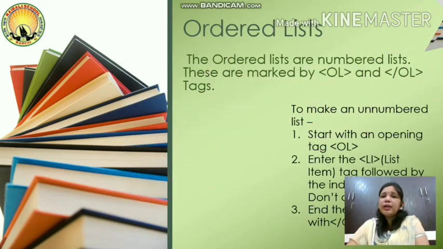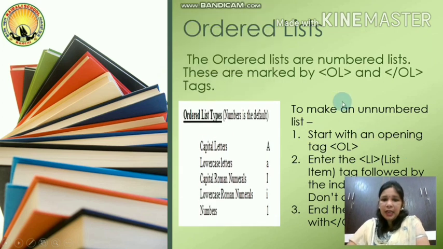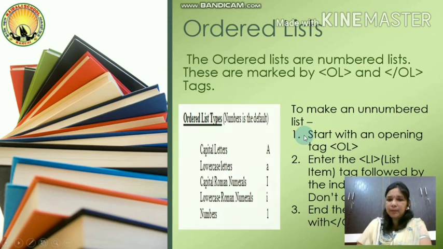ordered list. Ordered list where numberings are used. Same, only you replace UL by OL and rest of the things will remain same. Like we have for giving the numbers, capital A can be used, small a, capital I, small i, and the default one is 1, 2, 3, which I have written here 1, 2, 3. So this is the listing ordered list. Okay, this is the default style of OL tag.